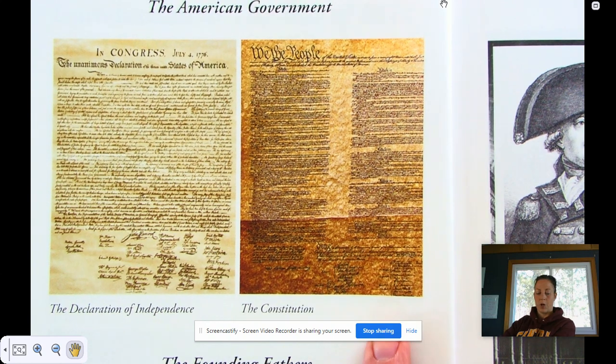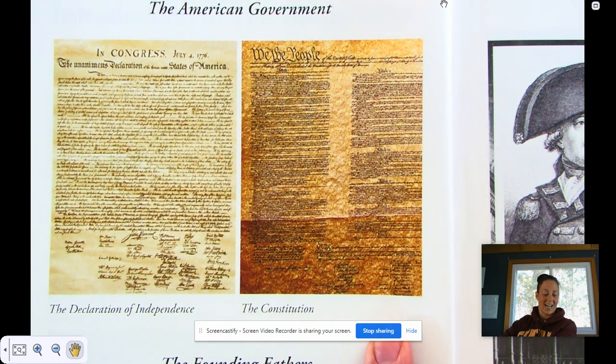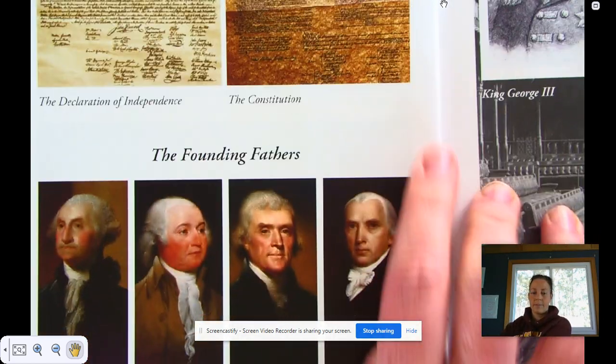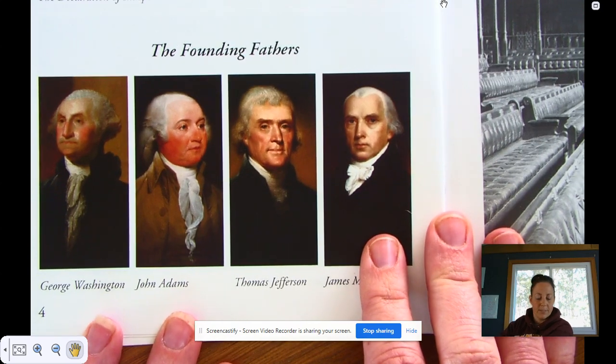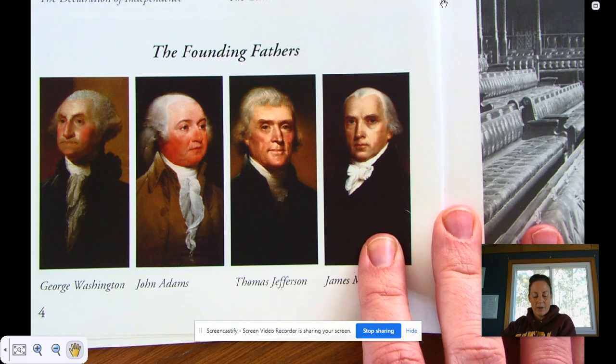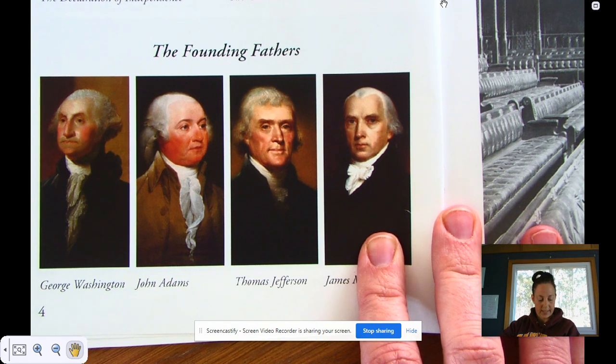Back up here to the kind of darker colored document. This is the Constitution of the United States, another very important document. It is the highest law in the United States, and it shapes the laws that affect a lot of American life. Okay. It starts with "we the people," meaning that it's meant to represent the people of the United States. And James Madison here, that gentleman, was kind of the creator, the person who planned and wrote and shaped this Constitution. Okay.